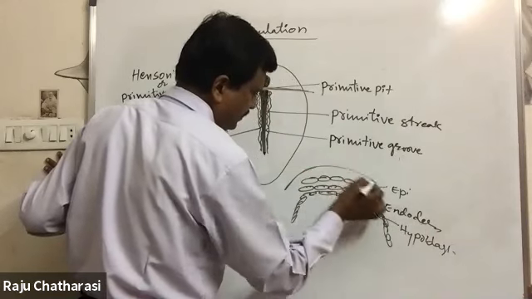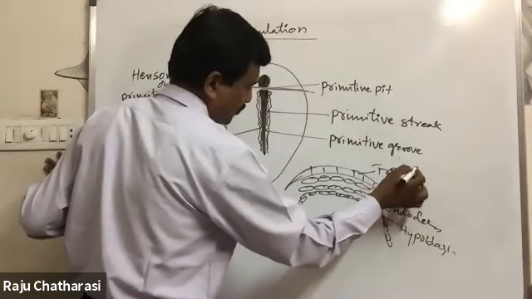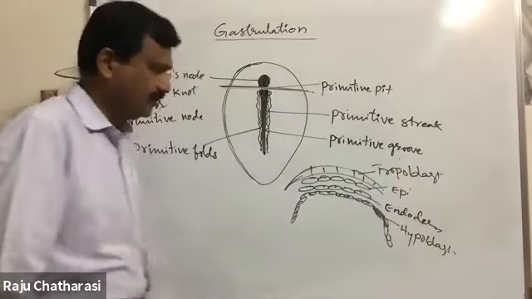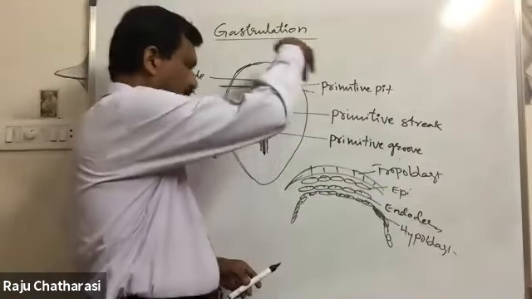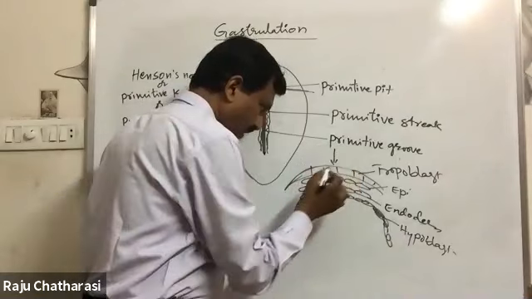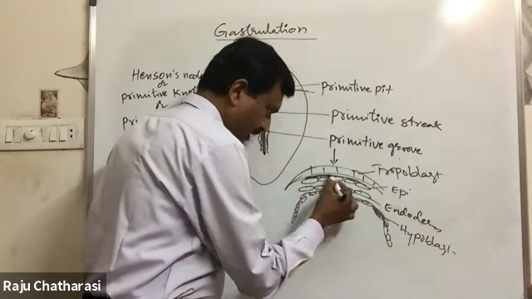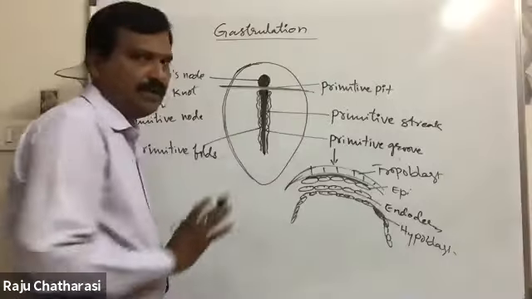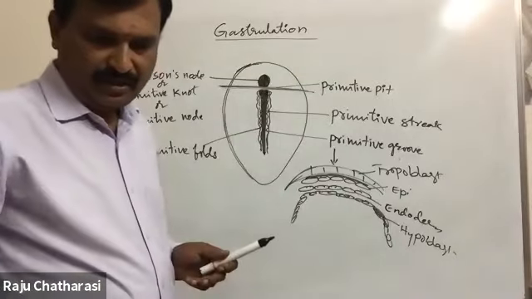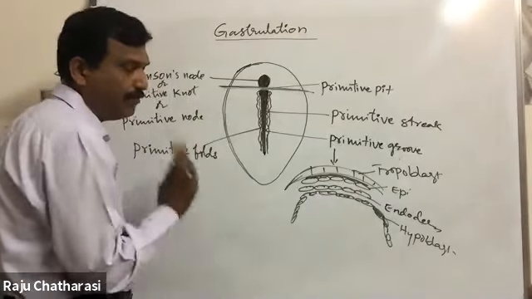Of course, this is the trophoblast. So this is the lateral view, and this is the upper view. The primitive streak appears on the epiblast layer only, like this. This process is called gastrulation. Come on, let us see next the formation of the trilaminar embryo.